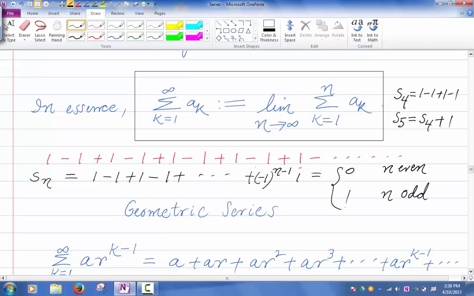So, what's the limit of Sn? The limit of Sn is what? Does not exist, right? If you look at the sequence Sn, it's 0, 1, 0, 1, 0, 1, 0, 1. So it doesn't have a limit. So this series that I have, it doesn't make sense. It is divergent. Its sum is undefined.